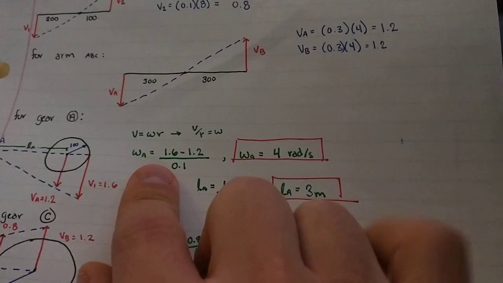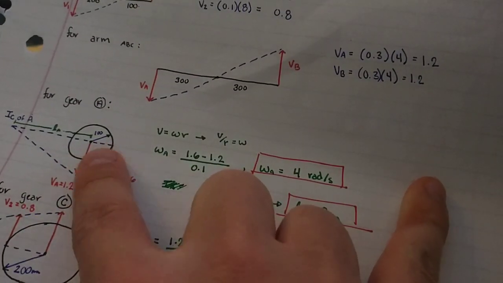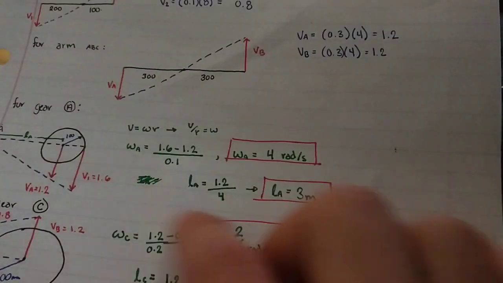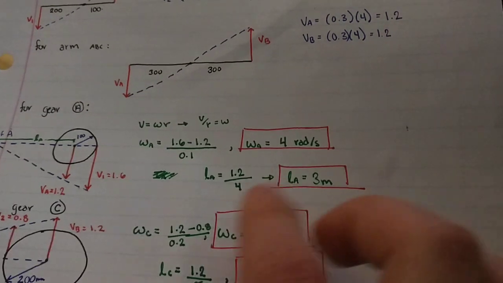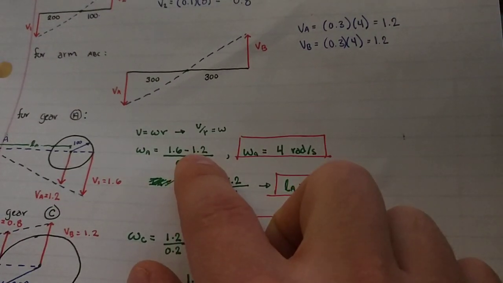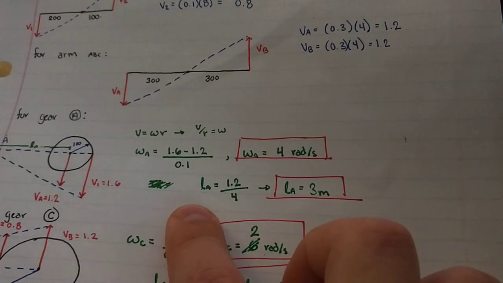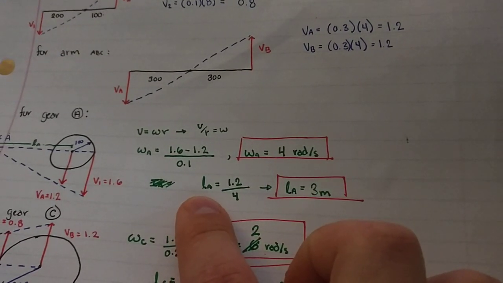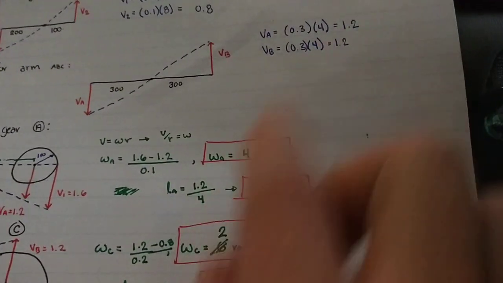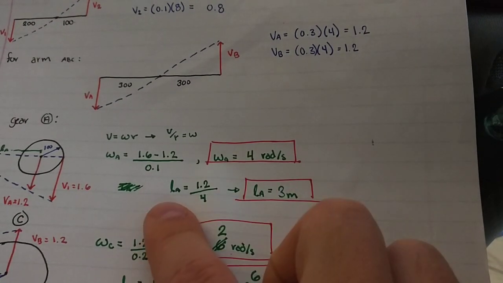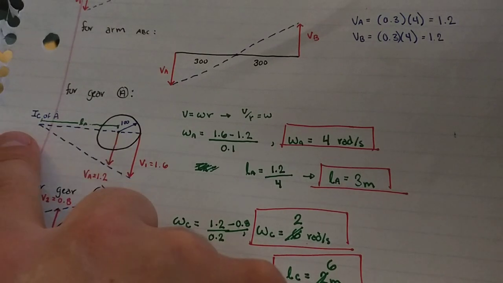So the angular velocity, we're going to take it as the difference in magnitudes divided by the radius of the gear. That's going to give us 4 radians per second. And now we will take the magnitude of the velocity of A divided by the angular velocity, and that will give us the length to its instant center. So we'll take this 1.2, velocity of A, and the angular velocity of 4, and divide that, and it'll give us 3 meters. So the instant center is going to be to the left, 3 meters from the center.